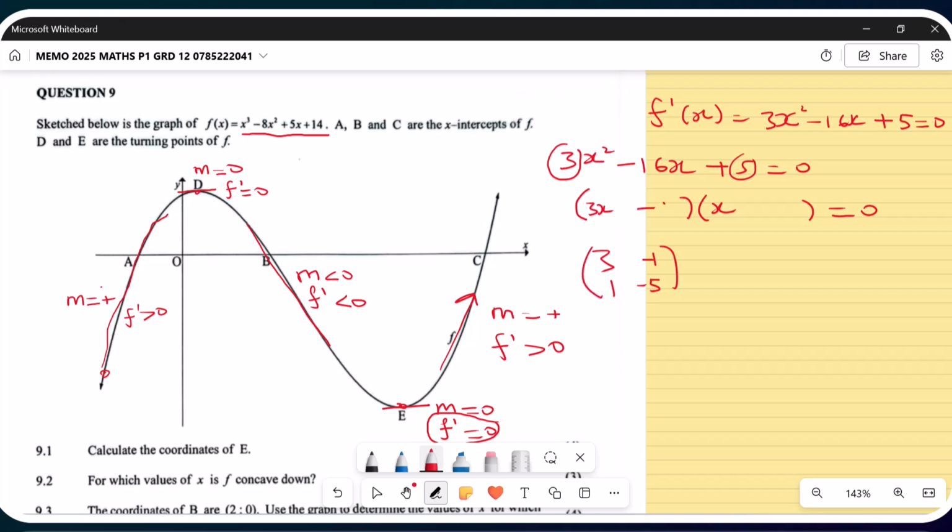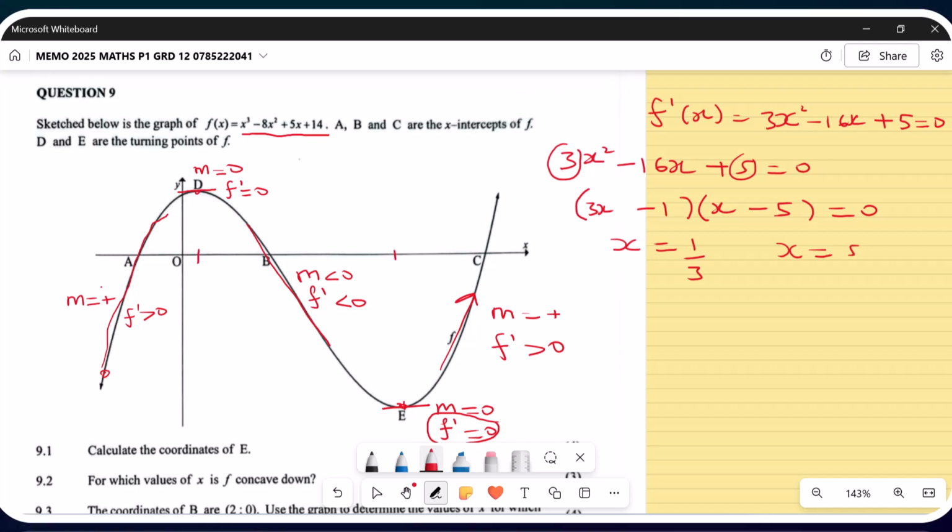So from here, let's get our x values. Either 3x minus 1 equals 0, which gives us x equals 1 over 3, or x minus 5 equals 0, which gives us x equals 5. But because the x value of E is bigger than the x value of D, D must be 1 over 3 and E must be 5.